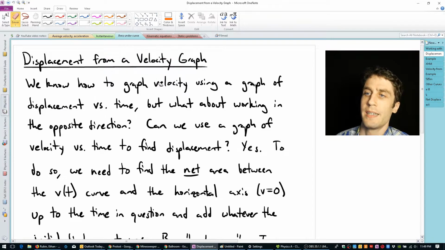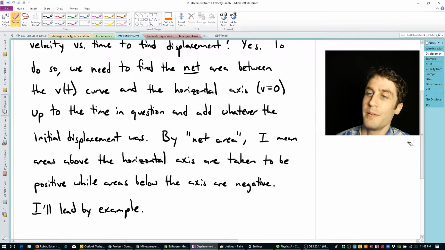So let's determine displacement from a graph of velocity versus time. We know how to graph velocity using a graph of displacement versus time, but what about working in the opposite direction? Can we use a graph of velocity versus time to find displacement? Yes, we can. To do so, we need to find the net area between the v of t curve and the horizontal axis, which corresponds to v equals 0, up to the time in question, and then add whatever the initial displacement was. By net area, I mean areas above the horizontal axis are taken to be positive, and areas below the axis are negative.